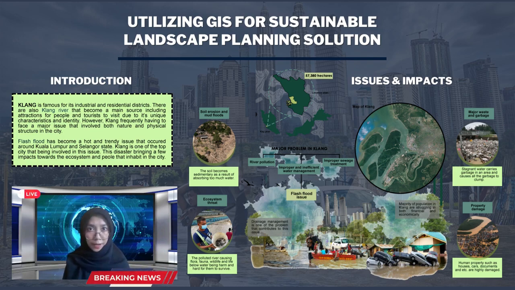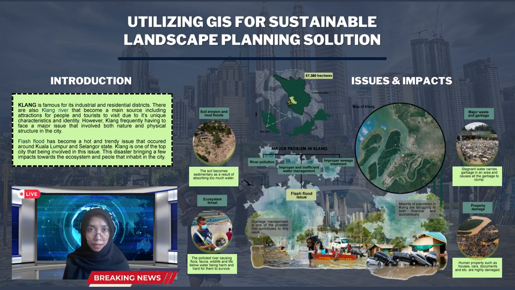We'll be presenting a final project utilizing GIS for a sustainable landscape planning solution. Klang is divided into North Klang and South Klang, which are separated by the Klang River that has become the main source of attraction for people and tourists to visit due to its unique characteristic and identity. Klang is famous for its industrial and residential district. However, Klang frequently has to face major issues that involve both nature and physical structure in the city.